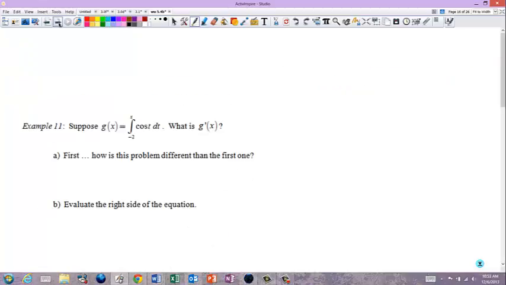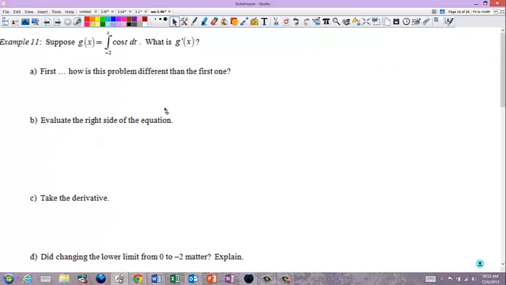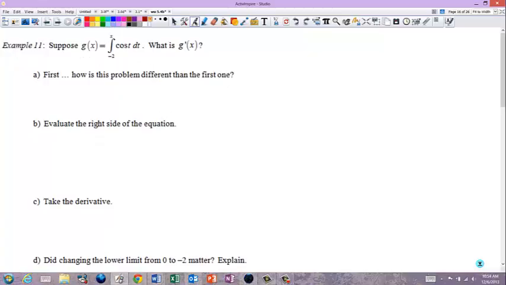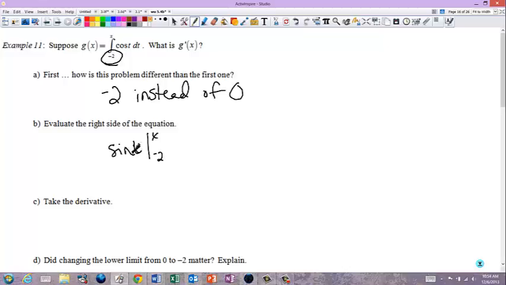Now, what if we change the limit of integration? It says, first, how is this problem different than the first one? Well, there's a negative 2 instead of a 0. Evaluate the right side of the equation. Well, it'd be the same thing. It's going to be sine of t, except for it's from negative 2 to x. So that'd be sine of x minus sine of negative 2.